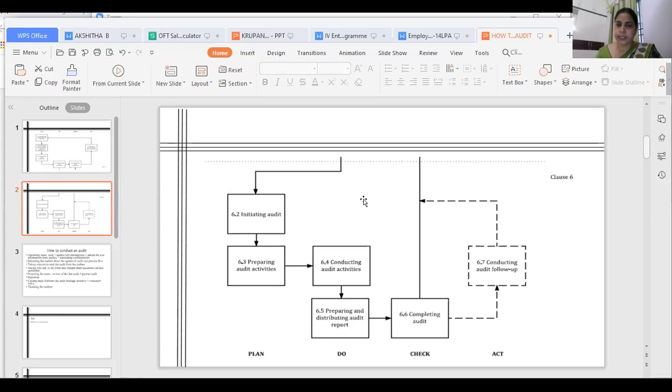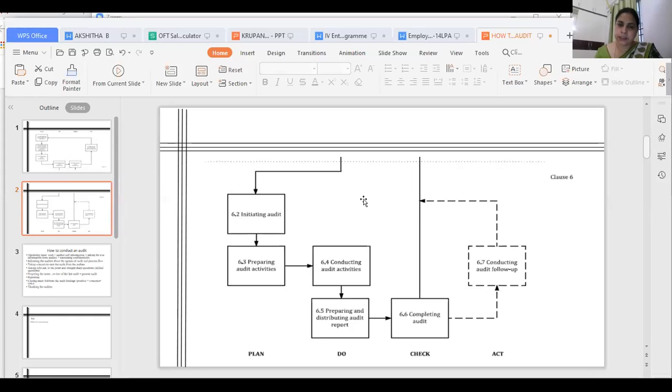Then once you initiate, you prepare the audit activities, like when you are going to go for the audit, how your planning is, what you are going to ask, what you are going to check, and what could be the possible evaluations or analysis you are going to do. Up till here, an auditor and the head of the audit will be working. Then it moves on to conducting the audit. Conducting the audit will be between the auditor and the auditee only.